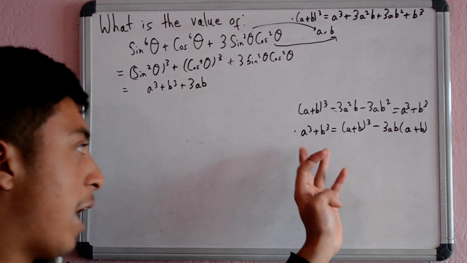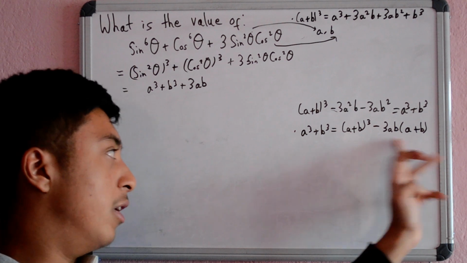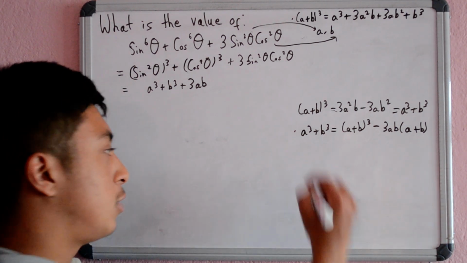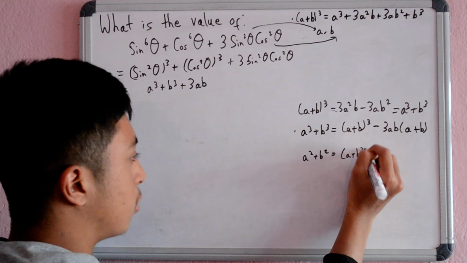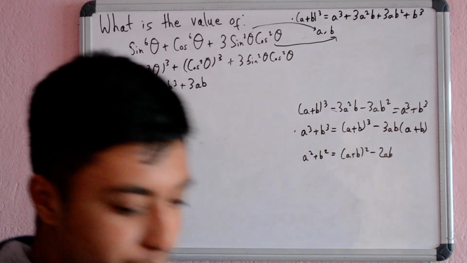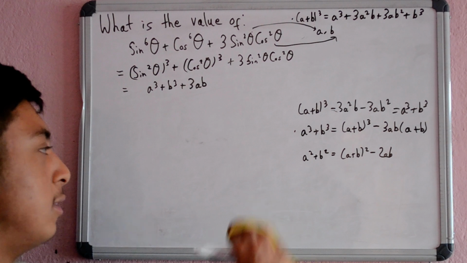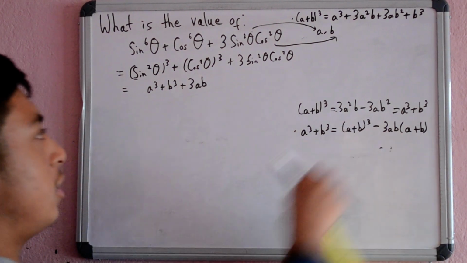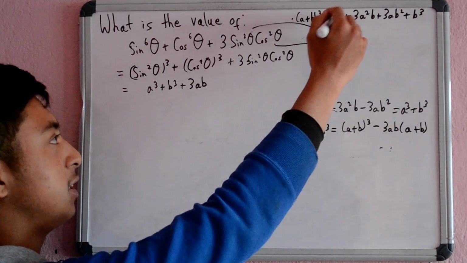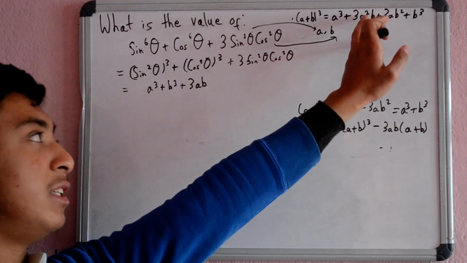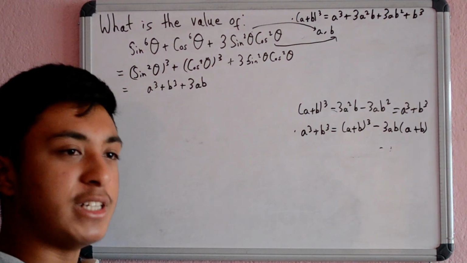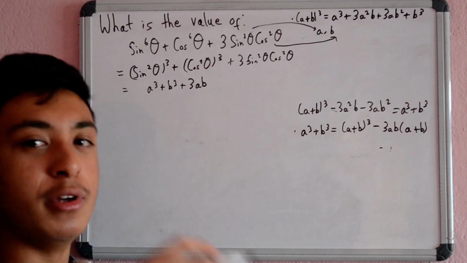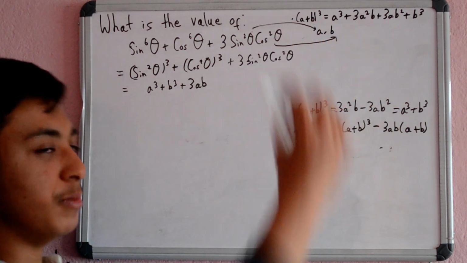Now you have definitely learned this a cube plus b cube relation in school, similar to how you learned a square plus b square is equal to a plus b whole square minus 2ab. But if you have forgotten, don't worry, because all you have to remember is this. And even if you forget the basics, you will have to know the binomial theorem to solve for a plus b whole cube.